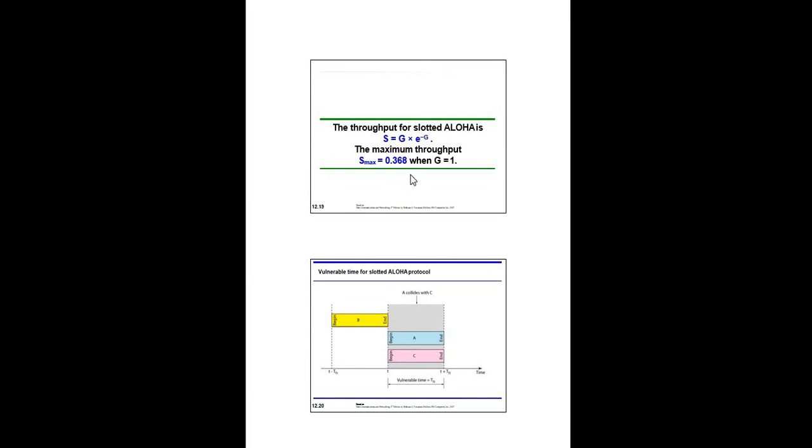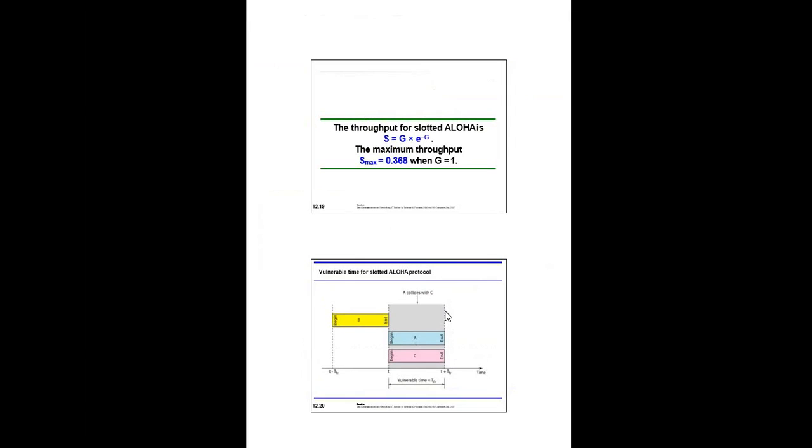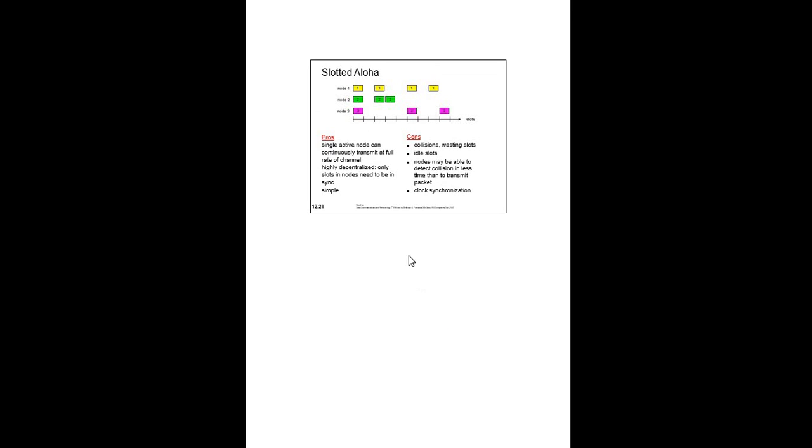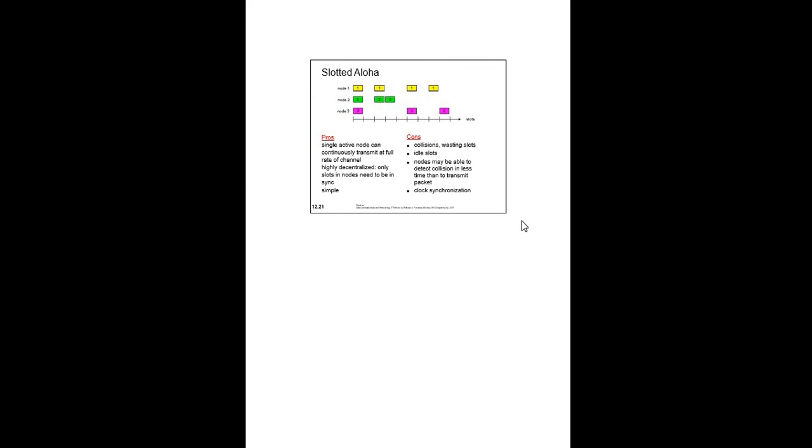The throughput is G times e power minus G and the vulnerable time is TFR, whereas in Aloha it was 2 times TFR. In slotted Aloha, a single active node can continuously transmit at the full rate of the channel, and it is highly decentralized, but collisions and wastage of slots still occur.